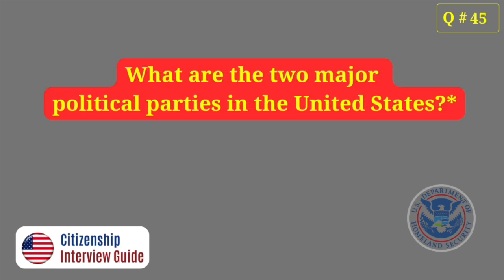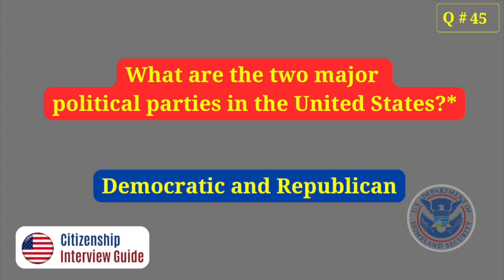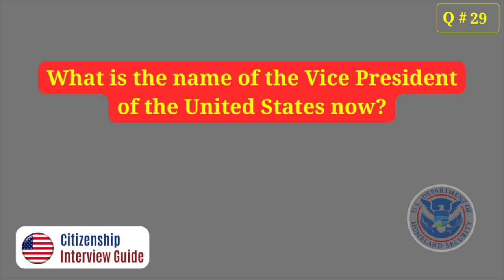What are the two major political parties in the United States? Democratic and Republican. What is the name of the Vice President of the United States now? J.D. Vance.